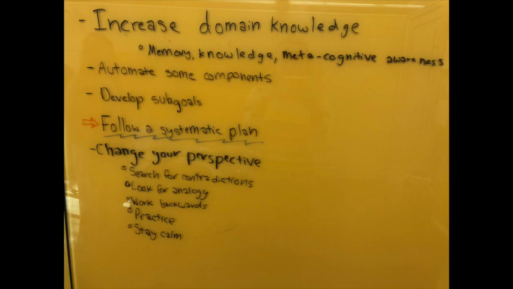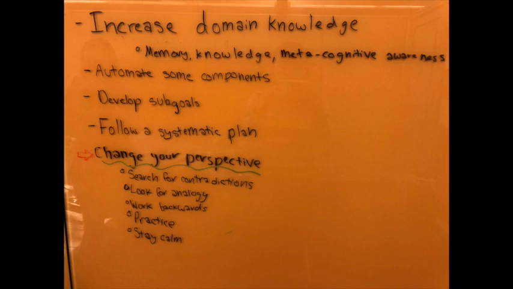You could also change your perspective, which could be done in a number of different ways. You could search for contradictions in order to rule out some possibilities and narrow your approach, look for a familiar analogy, or work backwards. Practicing problem solving can also help with future problems by increasing domain knowledge, reducing anxiety, increasing automation of subroutines, and priming related information. Even just staying calm can help, as anxiety can cause the working memory to overload and distract you.